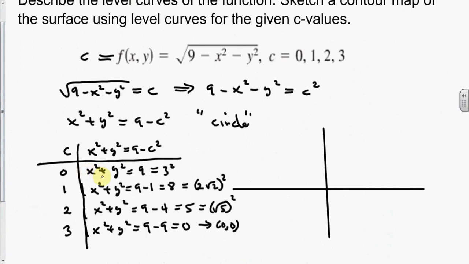So we get the first one when c is equal to 0. We get a circle with radius 3. And then all the rest shrink from there.